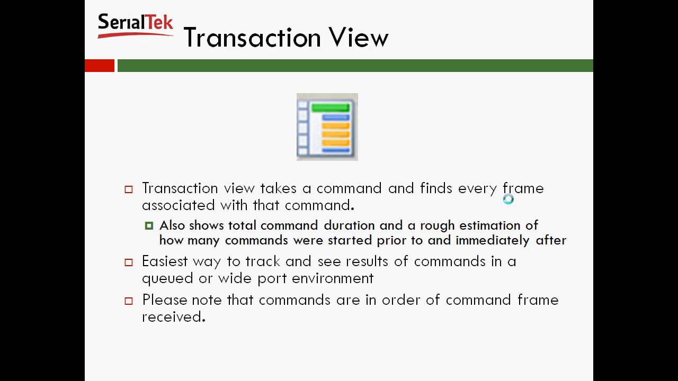The next view is transaction view. Transaction view takes a command and finds every frame associated with that command. So essentially, let's say we see a read 10. The software is going to look, and this is a post-processed view, meaning after we've captured and started to display the trace, the software goes through and starts putting together all of the transactions. So we take that read 10 and we look for every single frame that's associated with that read 10. So the read 10, the data frames coming from the drive, and then the response frame coming from the drive saying it was good or bad.